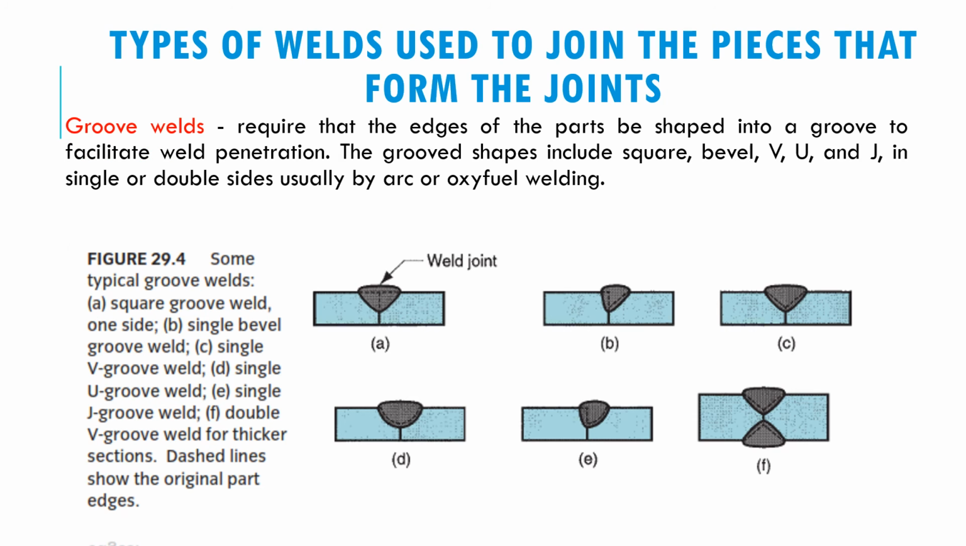The next one is the groove weld. A groove weld can be used for a butt joint. It can also be formed into certain shapes, which we call a V groove weld. It can also be a U groove weld, a J groove weld, and a double V groove. These are the types of groove weld.